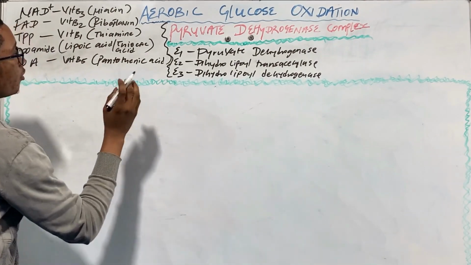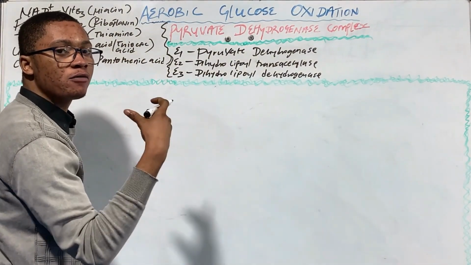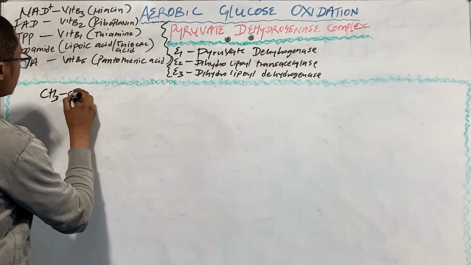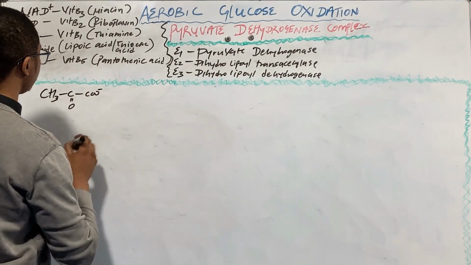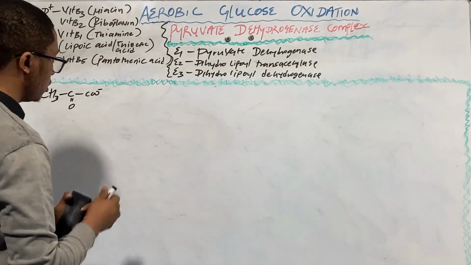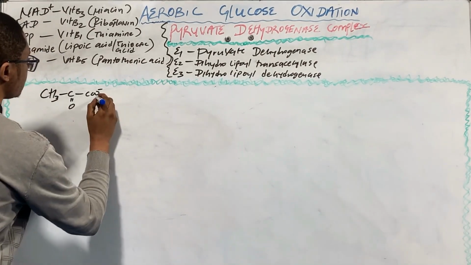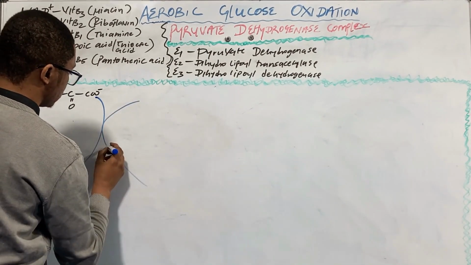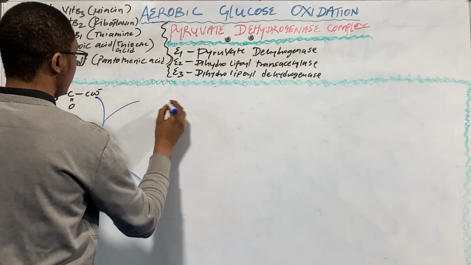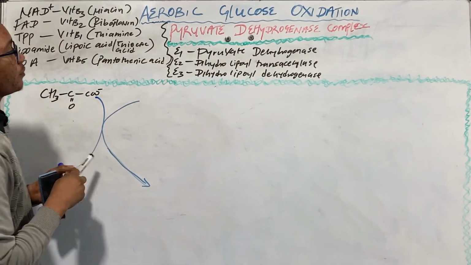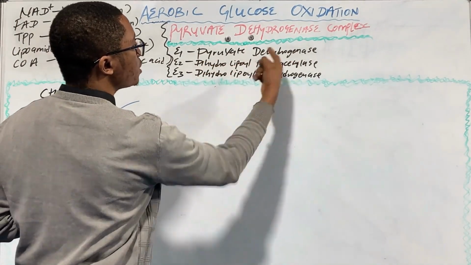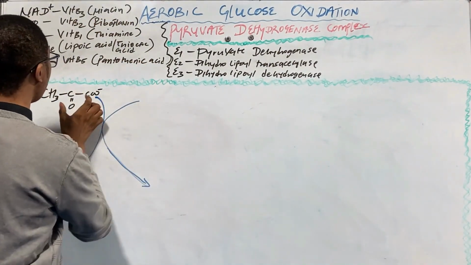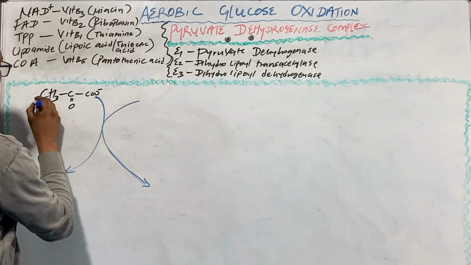Remember, what we're talking about is the breakdown of pyruvate. So let's draw the structure, or the formula, for pyruvate, and see what really happens to it. This is the formula for pyruvate. So pyruvate reacts with pyruvate dehydrogenase. Remember, pyruvate dehydrogenase does not carry out dehydrogenation. Let me label this compound as pyruvate.